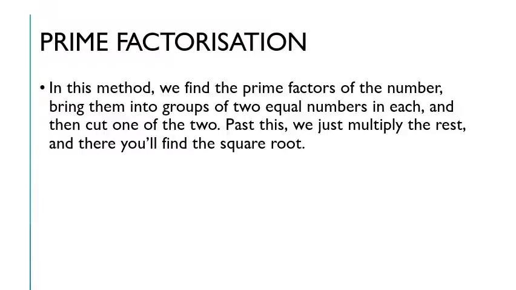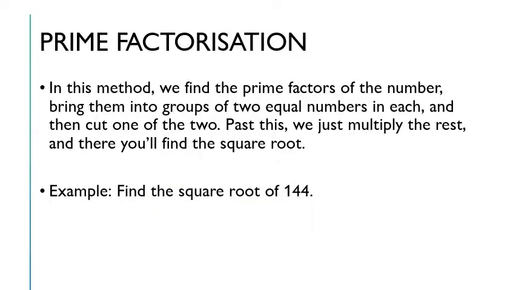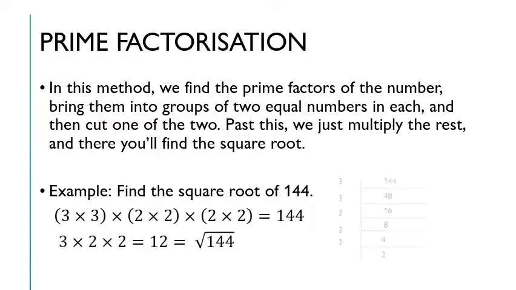In this method, we find the prime factors of the number, bring them into groups of two equal numbers in each, and then cut one of the two. After this, we just multiply the rest, and there you will find the square root. What this means is that firstly we'll take a number, 144, 169, whatever. Whenever you take a perfect square, you need to first prime factorize it. That is, you need to divide it into its prime factors and put them into different sets of 2 in each. Then you need to cut one of them.